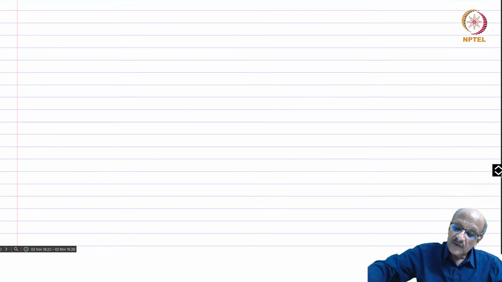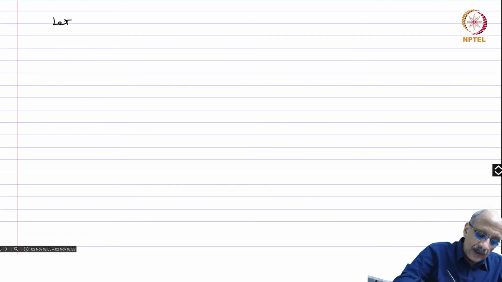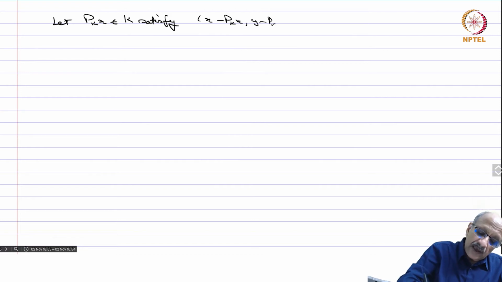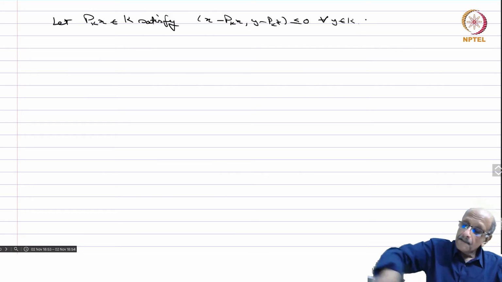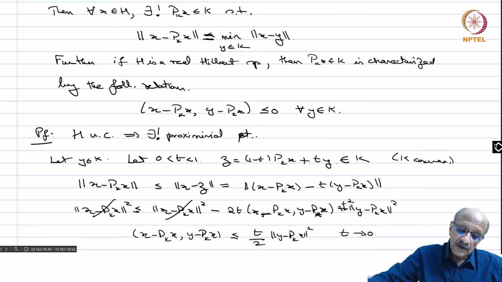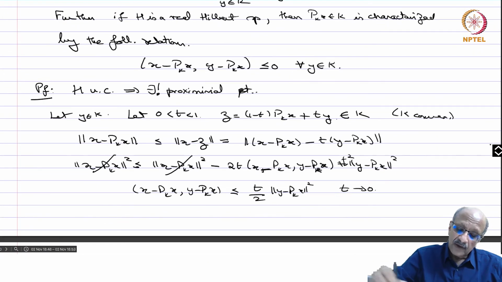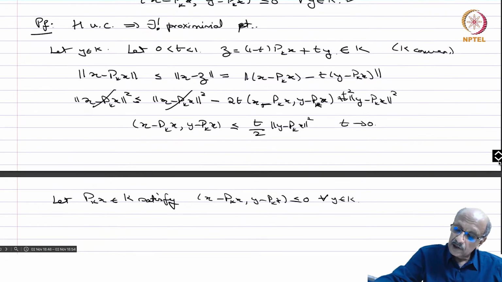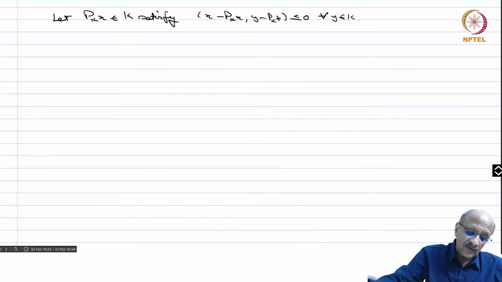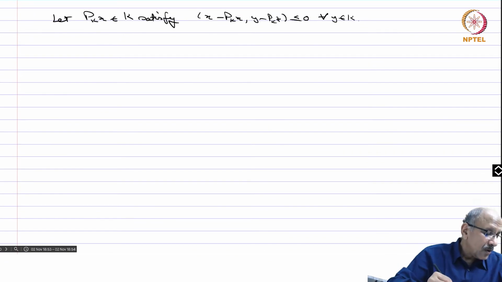So now conversely, let P_K x in K satisfy the inner product of x minus P_K x and y minus P_K x less than or equal to 0 for all y in K. So that is the condition you have here. Okay, so we are going to assume that condition and show that norm of x minus P_K x is in fact the minimum. Okay, so let y belong to K.